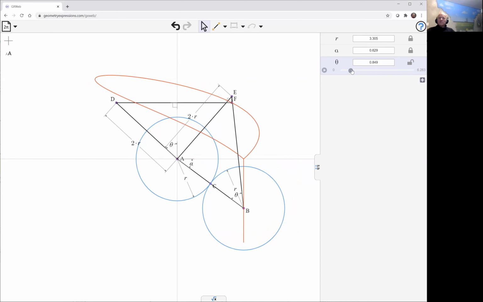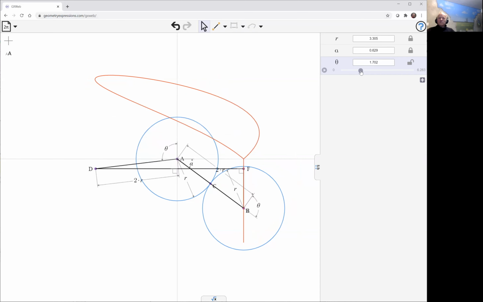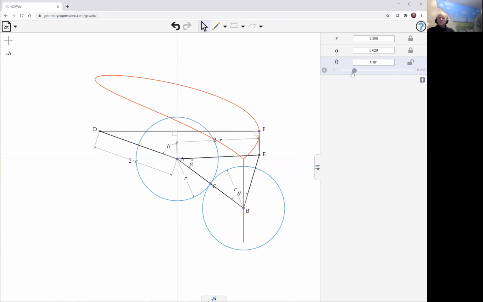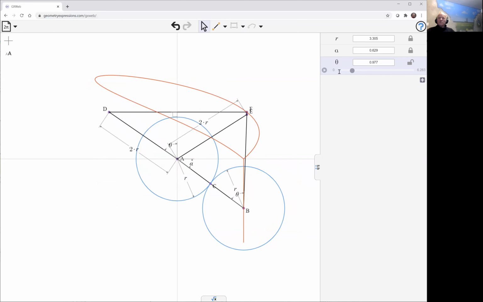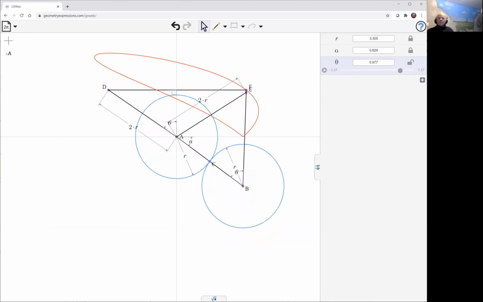As you see, theta can vary here, but it's going to go degenerate in the bottom half. So we really want to only focus on the top half of the mechanism. So let's make it go from minus 1.57 to plus 1.57. And there we get the top half of the curve, and we can find out what the curve is.